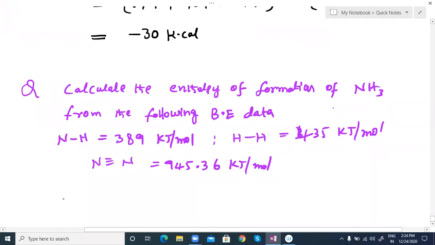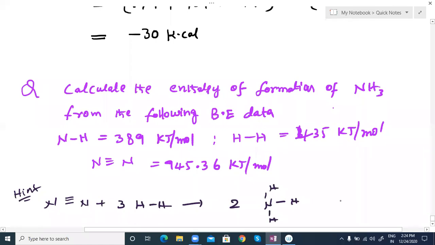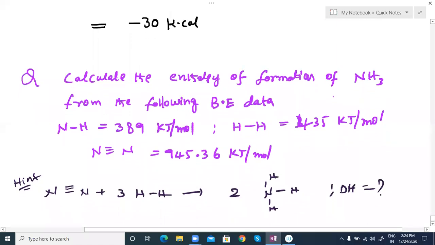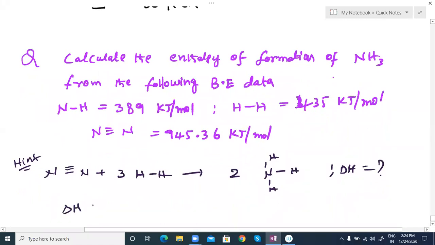So here, what is the formation of, sir? N triple bond N plus 3 hydrogens, 3 into H-H, gives rise to N-H bonds, sir. Total 3. For this reaction, I am asking the delta H value. You can write delta H equal to H reactant minus H product. The reactant and triple bond values, you know those. So don't make any mistake, all the values are correct, write it.